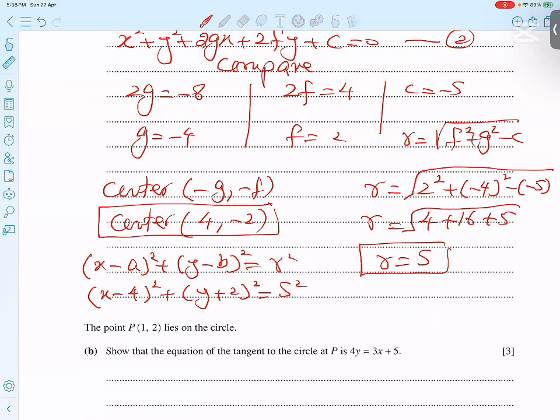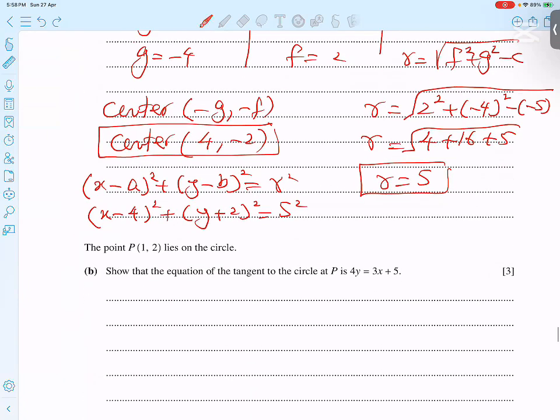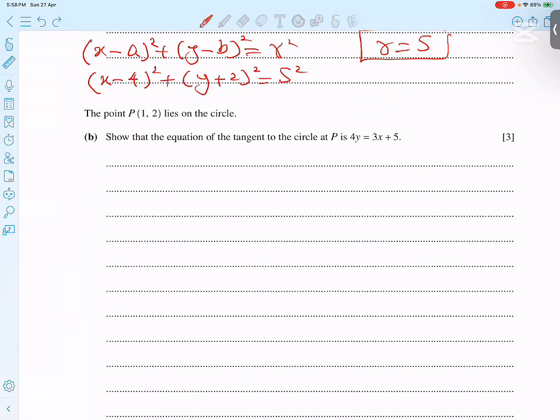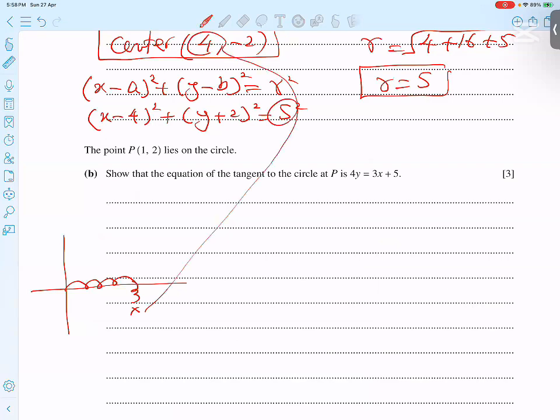Okay, let's go for the next. He says the point 1, 2 lies on the circle. Show that the equation of the tangent is this. So first of all, best technique, draw the diagram. What is the center? 4, negative 2. So x is 4, y is negative 2. First I make it rough. 4, negative 2 means 1, 2, 3, 4, and negative 2 somewhere here. And the radius is 5, which is bigger than 4, so it will cut both axes like this.